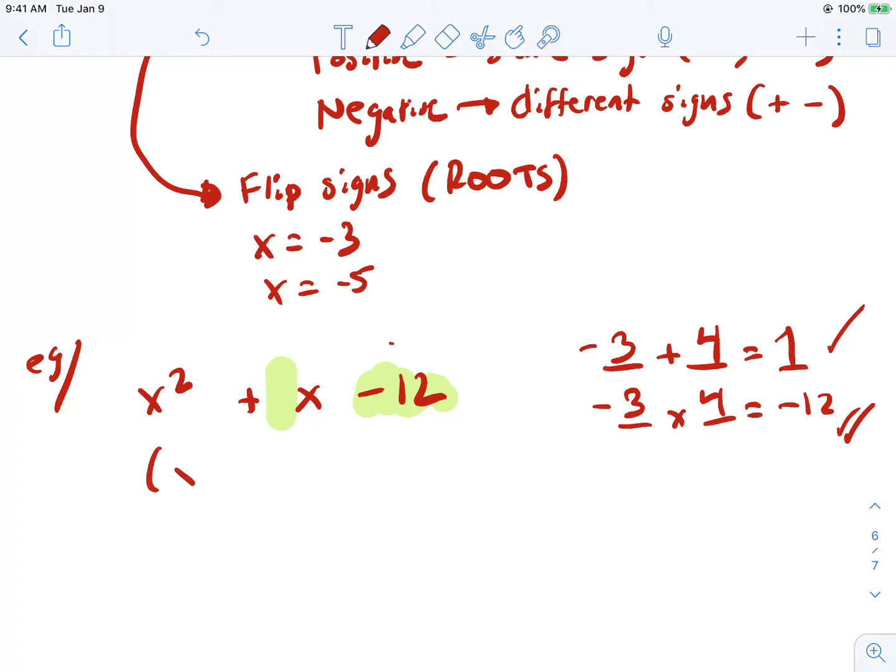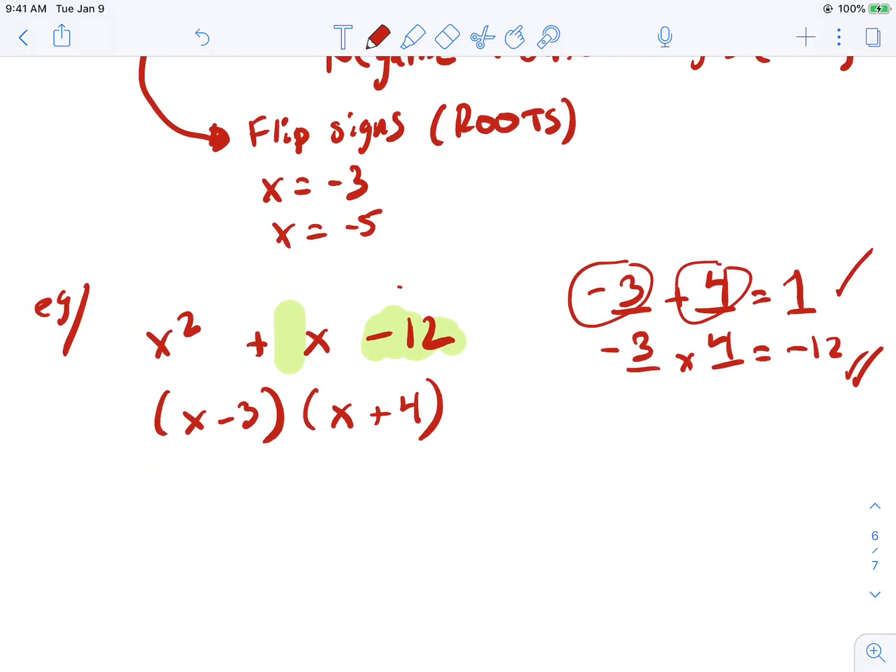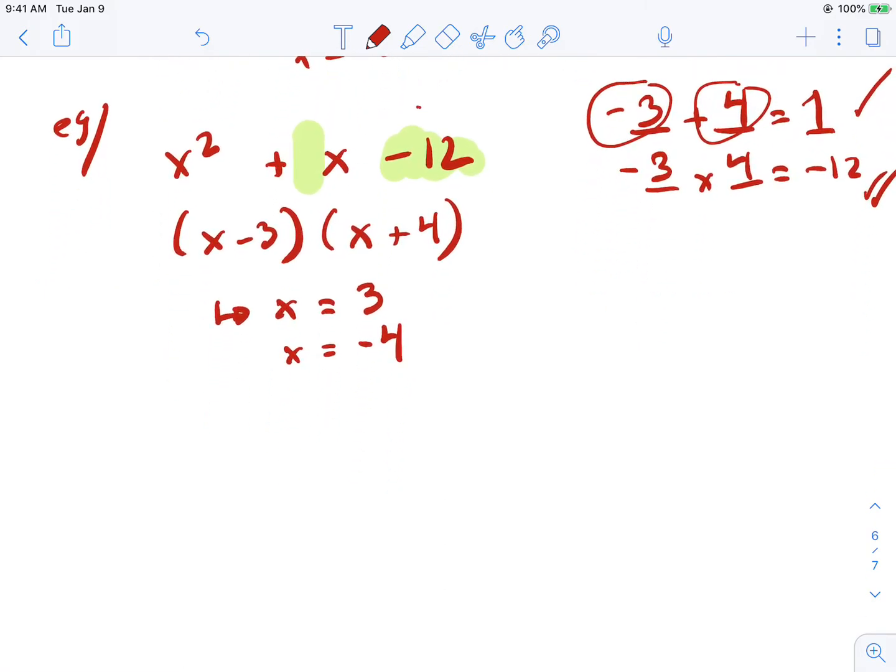We have x minus 3. I got that right from here. And the other thing is going to be x, and then what's this? It's positive 4. Okay, perfect. If it asks for the roots, remember we just flip the sign, so we're going to get x equals positive 3 now, and we're going to flip the sign from that positive 4, and we're going to get negative 4. Perfect.